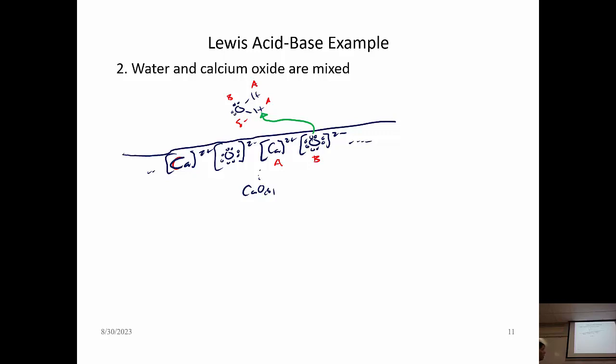Lewis acid base, we have an electron pair donor. This sp3 lone pair is going to get pushed into the hydrogen, and it's going to kick out these bonding electrons here. Like that. And so what we're going to form is hydroxide. This water is going to get converted to hydroxide, and this oxide is going to get converted into hydroxide as well. And then we'll have our calcium ion. In other words, if we take calcium oxide, solid, plus water, we're going to form calcium hydroxide.